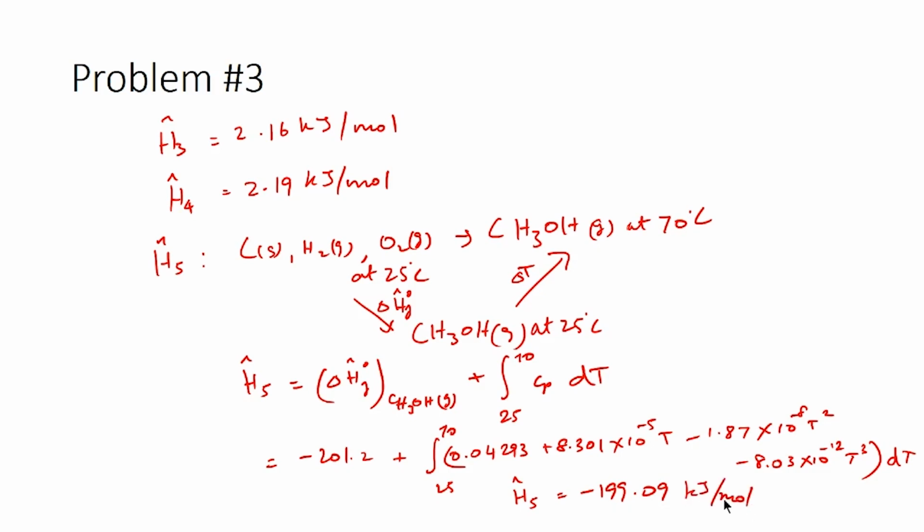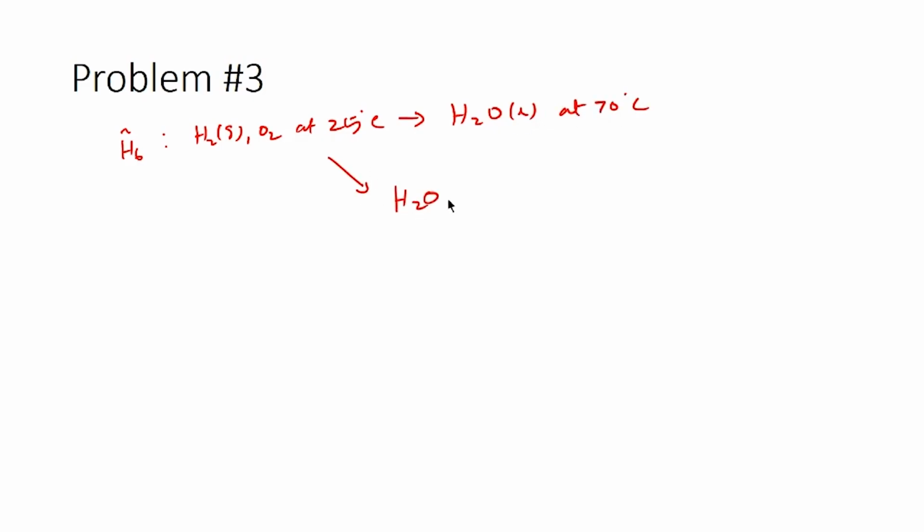So, similarly we have to calculate the value for H6 cap as well. So, for H6 cap you have hydrogen gas and oxygen gas at 25 degrees Celsius forming water liquid at 70 degrees Celsius. So, the first step is formation of water liquid at 25 degrees Celsius, and from here it is heated. So, the first step is just heat of formation, standard heat of formation for water liquid, and the second step is delta T, which will be integral Cp dt.